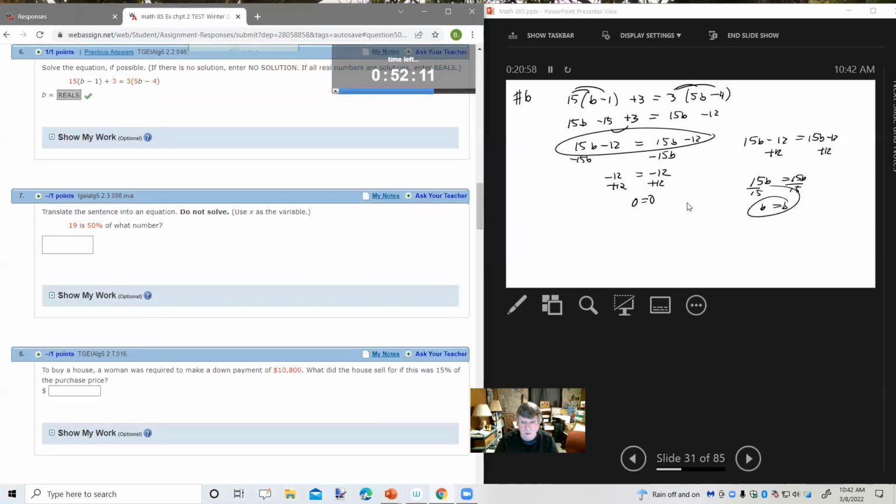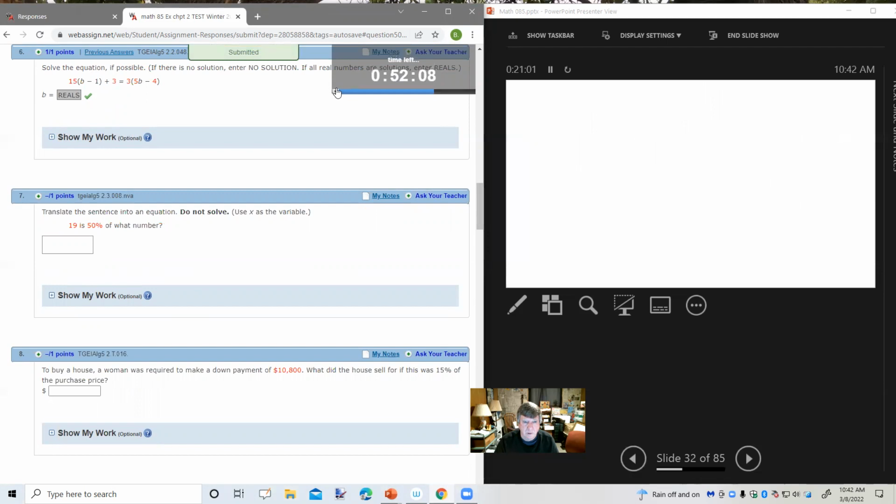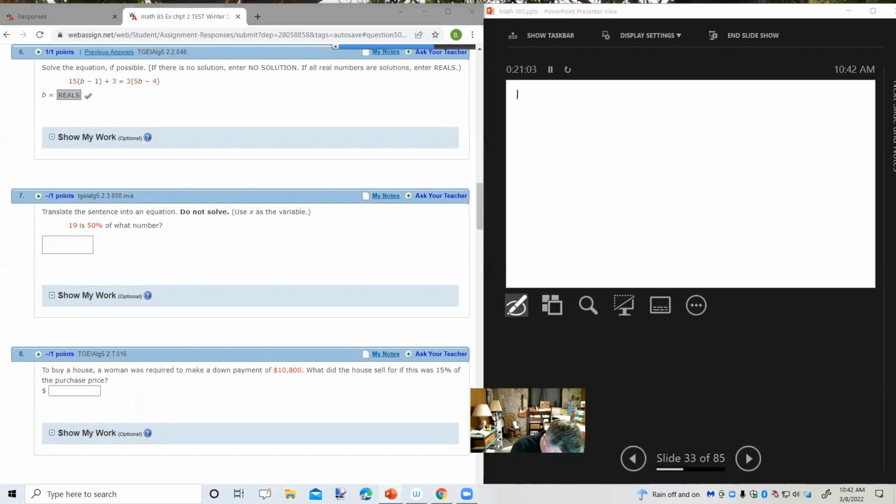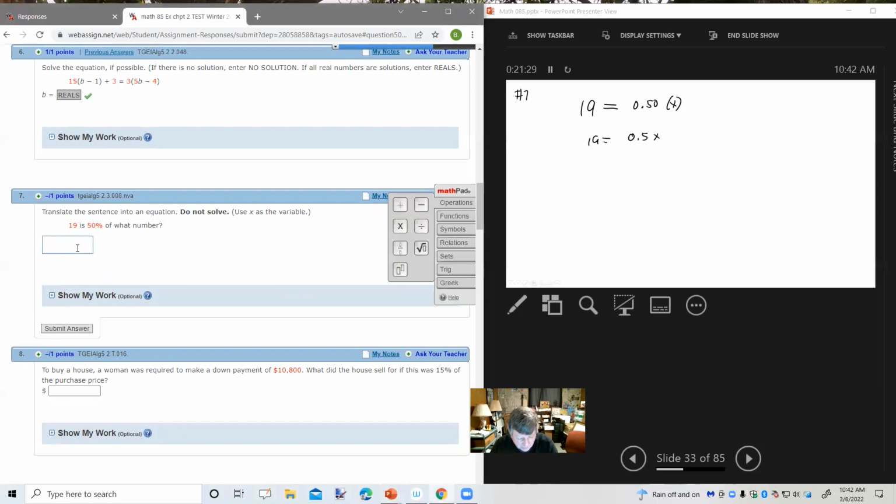Okay. Number 7. Translate the sentence into an equation. 19 is 50% of what number? Do not solve. So 19 is 50% of what number? Use x as the variable. So 19 equals 0.5x. Let's see what happens there. 19 equals 0.5x.